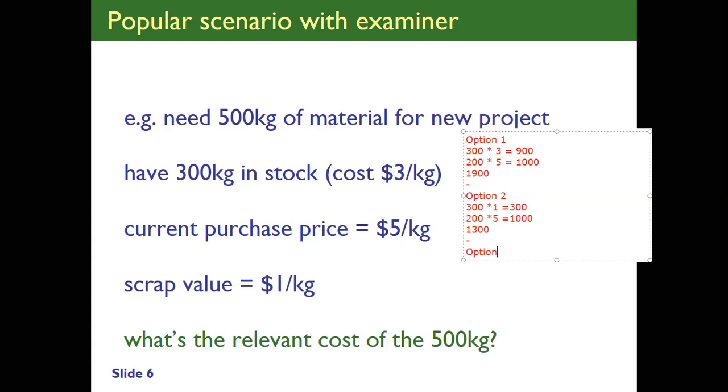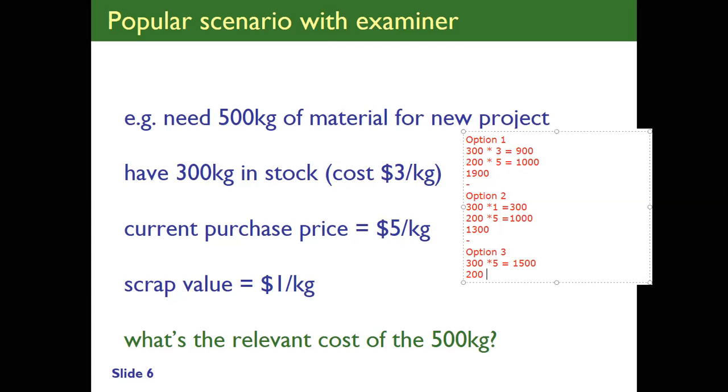And option three is that this 300, which you already have in your stock, you consider at the market price. I'm not throwing it; let's suppose I have to buy it from the market. So that is $5, and you call it 1,500.